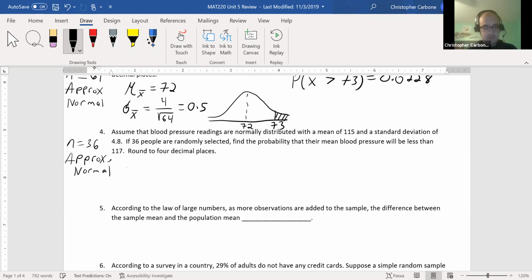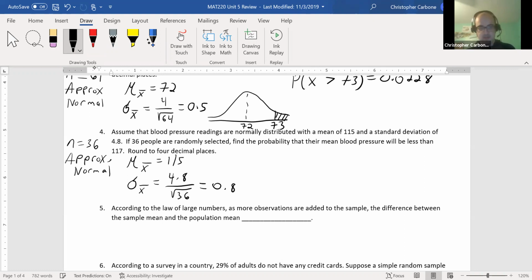The mean of the sampling distribution of the sample mean is going to be 115. The standard deviation of the sampling distribution of the sample mean will be 4.8 divided by the square root of 36, also known as 4.8 divided by 6. This will give us 0.8.